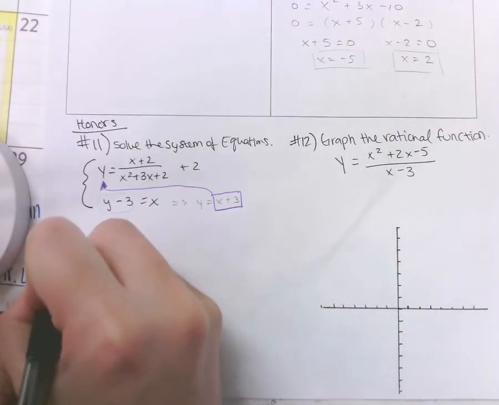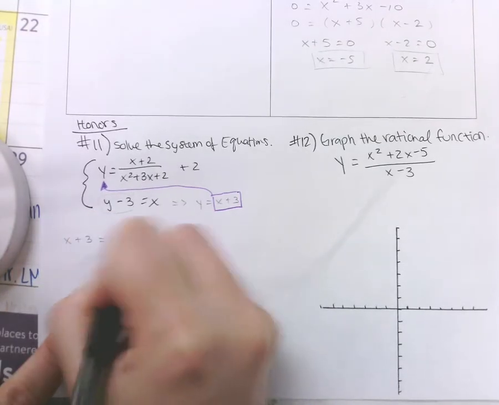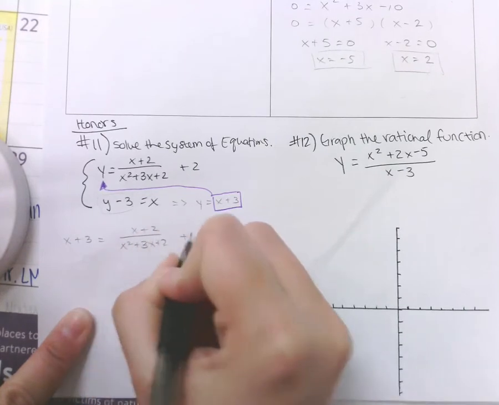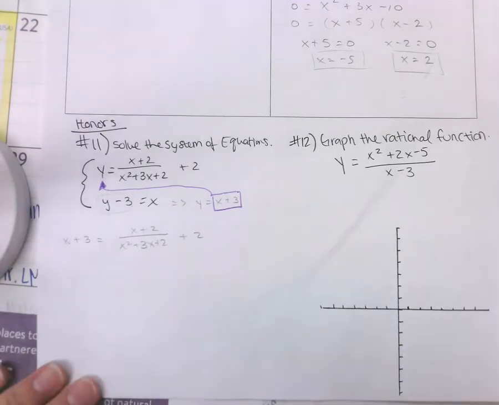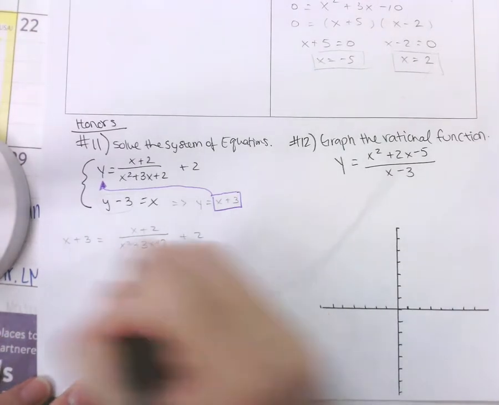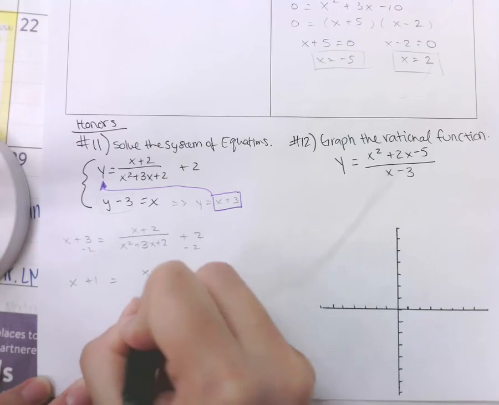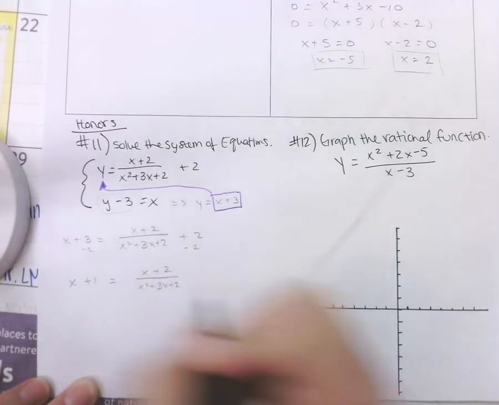So when we plug that in, we get x plus 3 equals x plus 2 over x squared plus 3x plus 2, and then all of that plus 2. A little plus 2 on it is so obnoxious. I know, it's obnoxious. I'm going to get rid of it right now. So I'm going to subtract 2 from both sides, and it gets rid of that guy. So that's just kind of combining stuff.